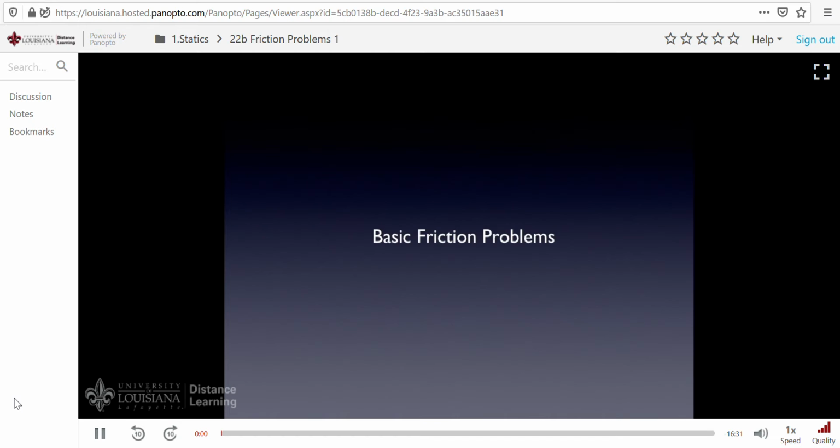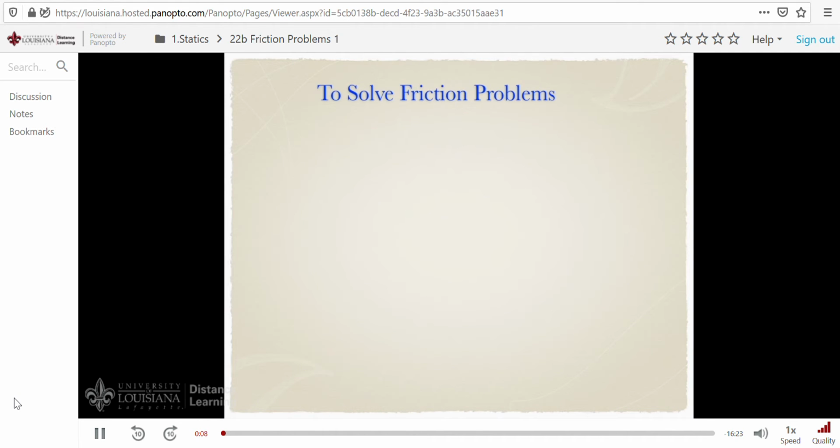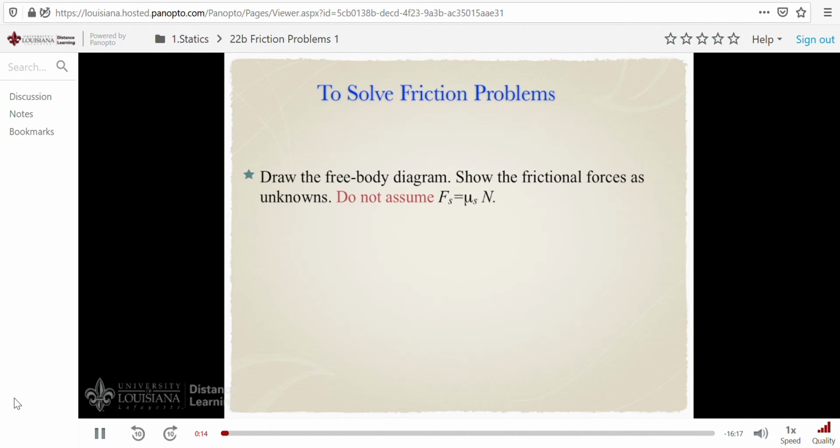In this lesson, we'll solve some basic friction problems, and then in the next lesson, we'll follow up with more difficult ones. First, though, let's review how we actually solve these types of problems. The first step, of course, is to draw the free body diagram and to show the frictional forces as unknowns.